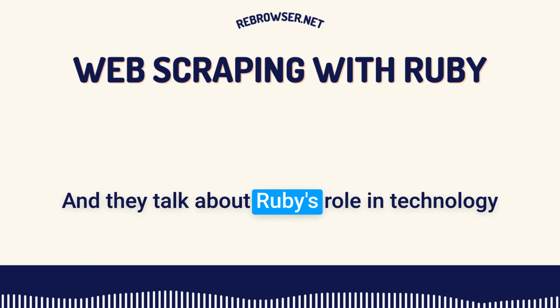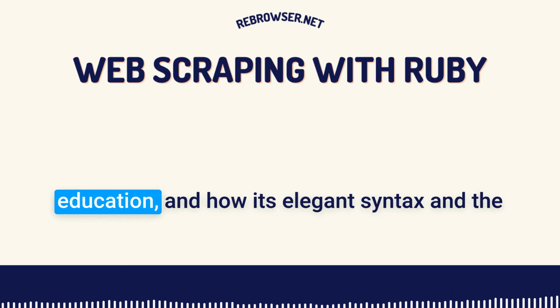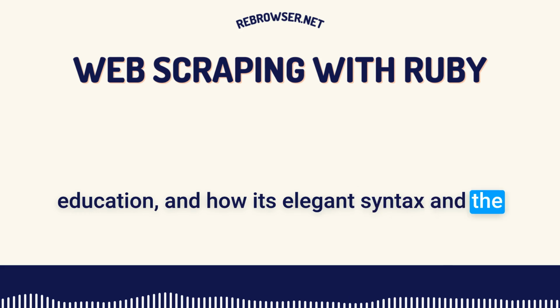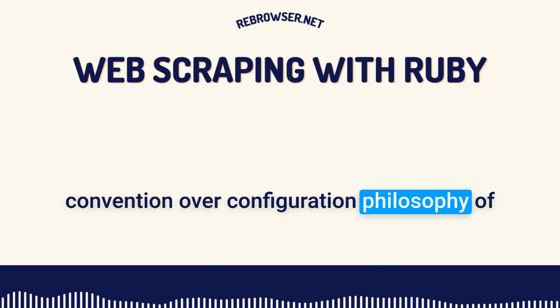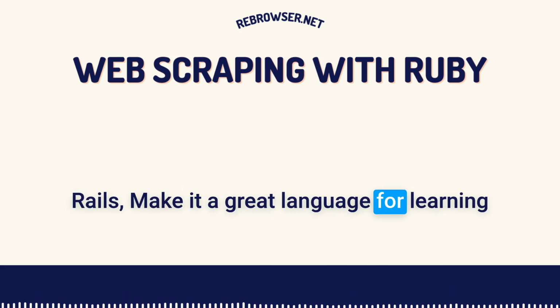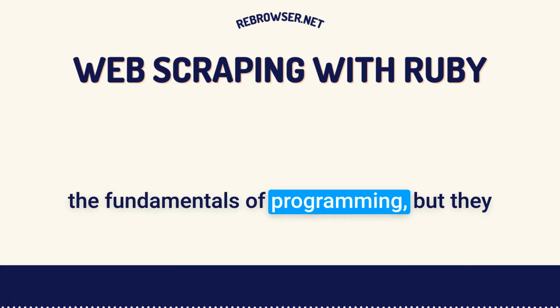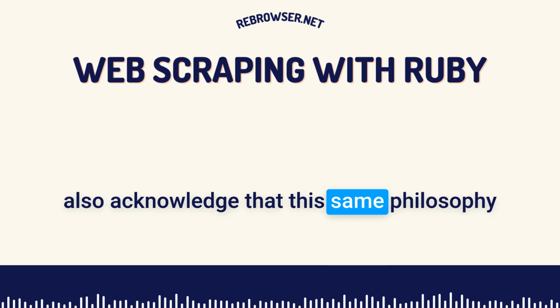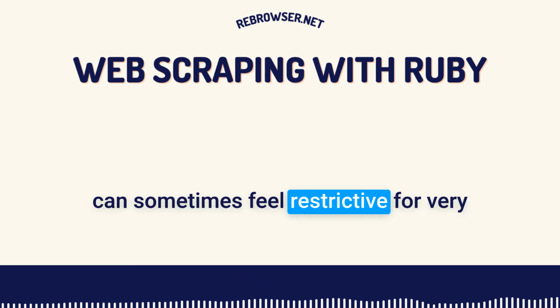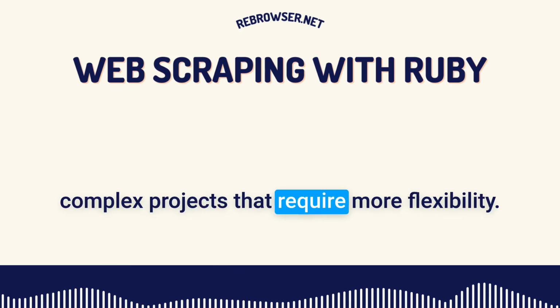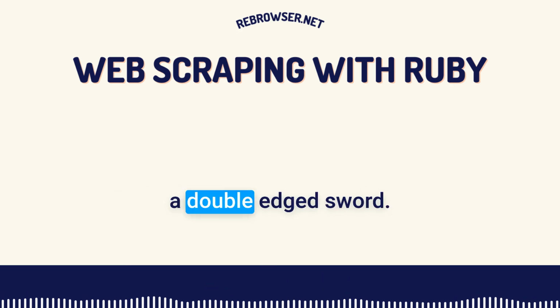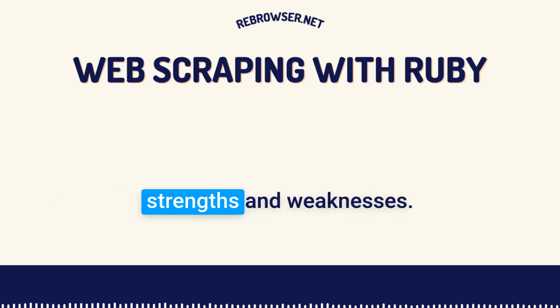Right. And they talk about Ruby's role in technology education and how its elegant syntax and the convention over configuration philosophy of Rails make it a great language for learning the fundamentals of programming. But they also acknowledge that this same philosophy can sometimes feel restrictive for very complex projects that require more flexibility. So it's kind of like a double-edged sword. Yeah, every tool has its strengths and weaknesses.